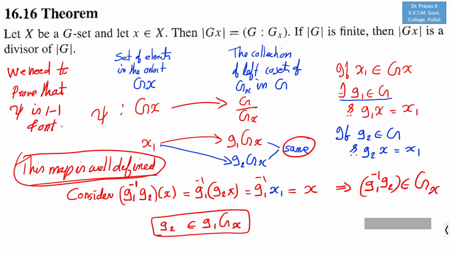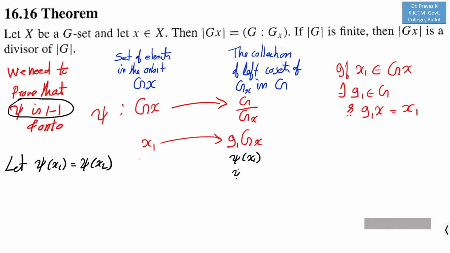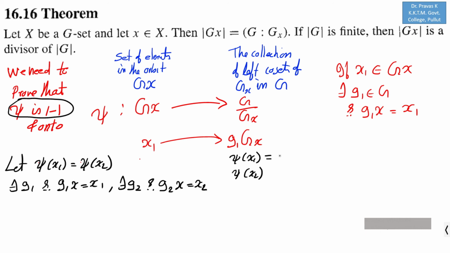Now it is enough to show that this map is 1-1 and onto in order to complete the proof. So we first prove that ψ is 1-1. As the usual proof technique, we start with ψ of x1 equal to ψ of x2. So ψ of x1 and ψ of x2 are left cosets of G_x in G, and x1 and x2 are members of Gx. Now by the definition of Gx, there exists a group element g1 which takes x to x1, and another element g2 which takes x to x2, which means that by the definition of ψ, you have ψ of x1 is g1 G_x and ψ of x2 is g2 G_x, and they are the same.